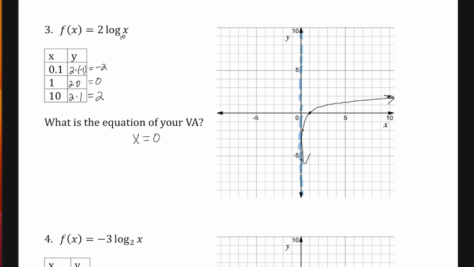Now at this time, do we have any questions on our graphs before we move into iMath? Do we have any questions on our graphs? Okay.